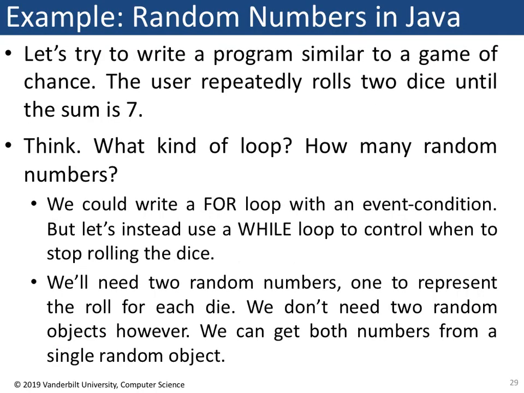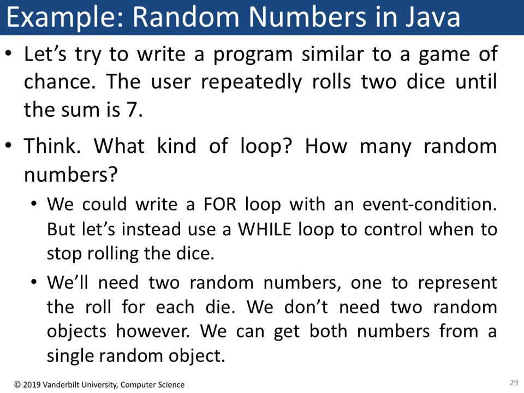So let's do an example situation where we want to write a program that's going to be similar to a game of chance where the user's rolling 2 dice until the sum of the dice roll is 7. So if we were going to code this, what kind of loop do we want to use? How many random numbers are we dealing with? We could use a for loop, but a while loop is better since this is definitely an event-driven situation because we want to stop looping whenever the sum is 7.